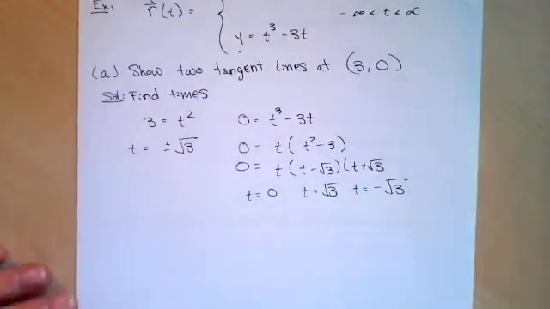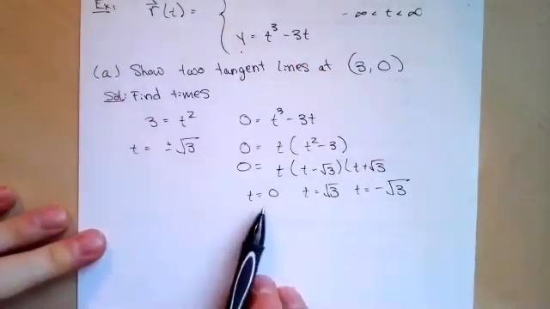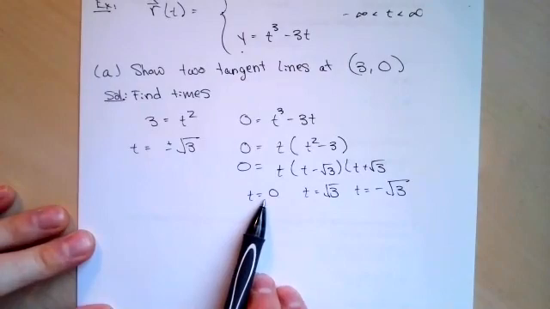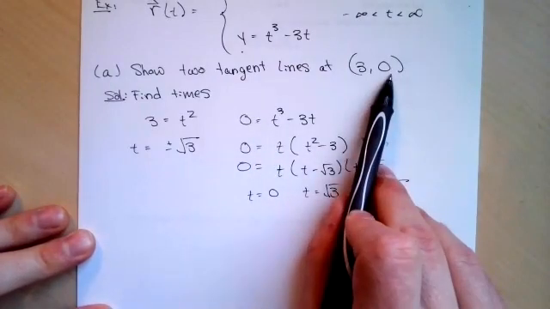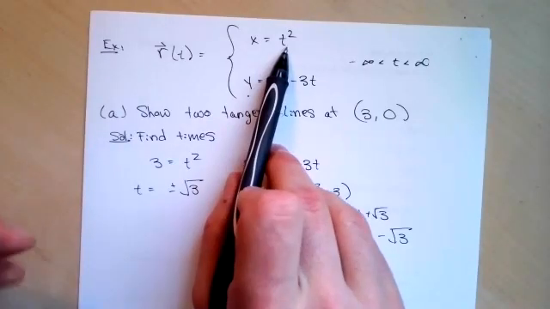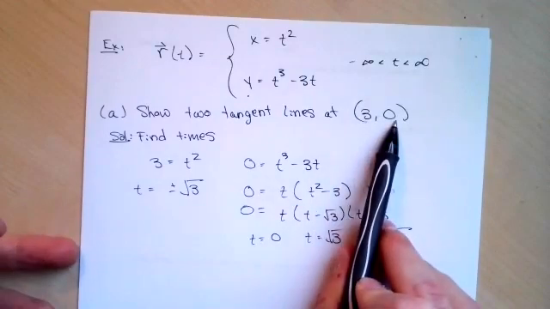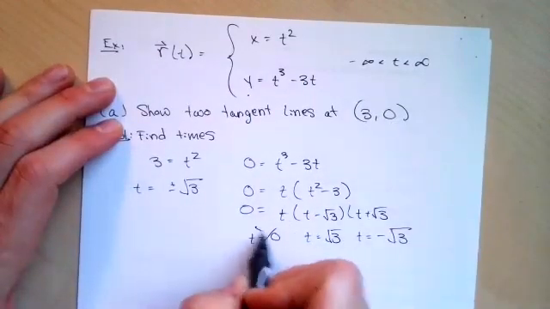So which times do we choose? The times have to be consistent for both of the variables. Meaning at time t equals 0, my y-coordinate will be at 0, but the x-coordinate will also be at 0. So at time t equals 0, we're at the point (0, 0), not at (3, 0). So we actually don't need that one.